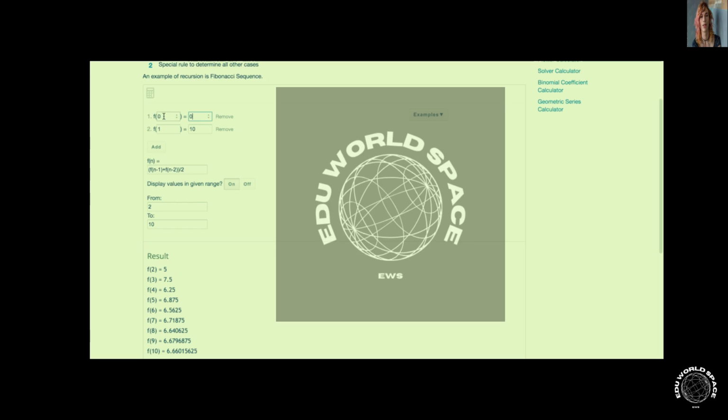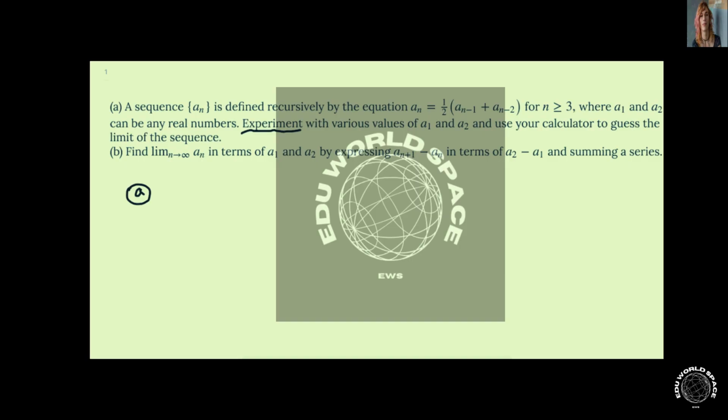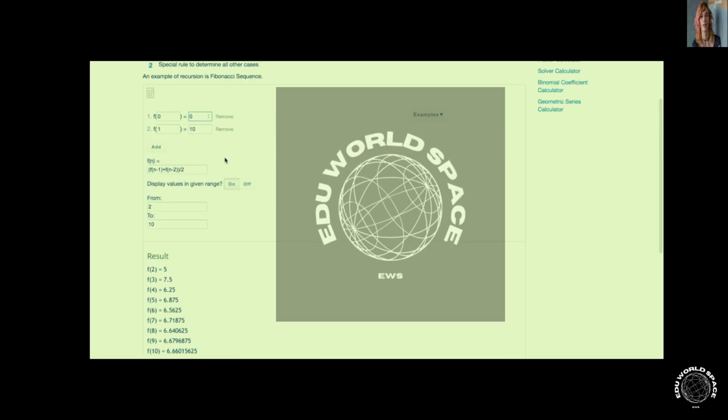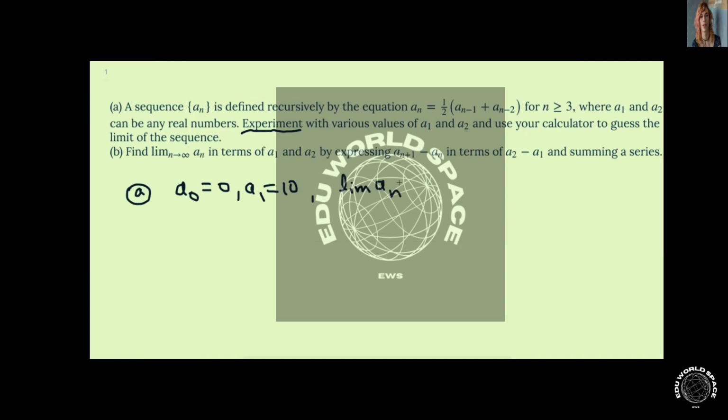This is our A0 up here, f of 0, and this is our A1, f of 1. So let's do A0 equals 0, A1 equals 10, and then our guess for the limit. Here, if we look at the 10th term in the sequence, it's given down here by about 0.66. And you can see that the numbers look like they're gathering around 0.66. So that would be a guess here, 6 2/3.